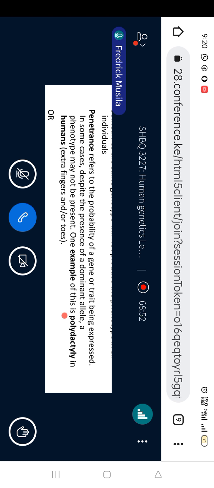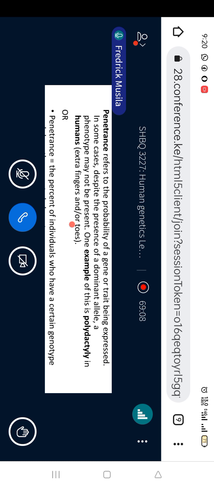For example, in humans, we have people with extra toes. You may be carrying the gene for extra toes. That is polydactyly, but you may not display it. It's actually there, but people don't display it. But I'm sure you're seeing people with extra fingers and extra toes anyway. So penetrance is the percentage of individuals who have a certain genotype and show the expected phenotype. That is the way to calculate it: the percent of the people with the genotype who actually show it. That is the penetrance.